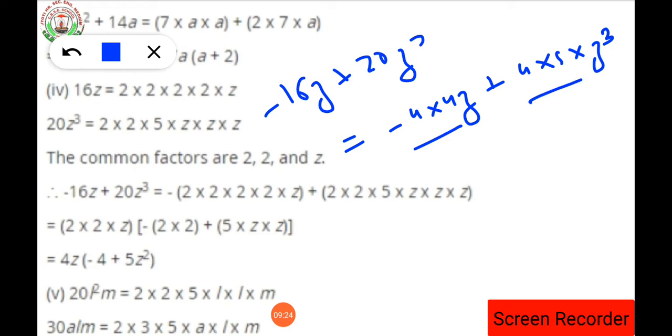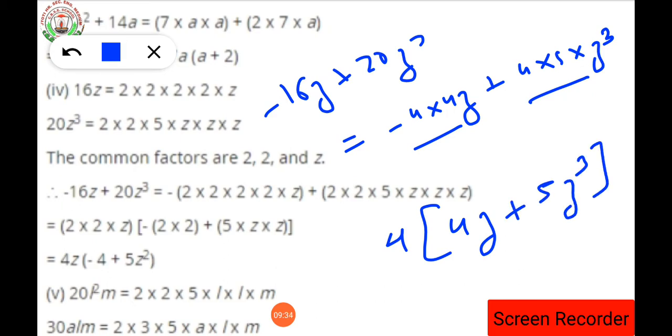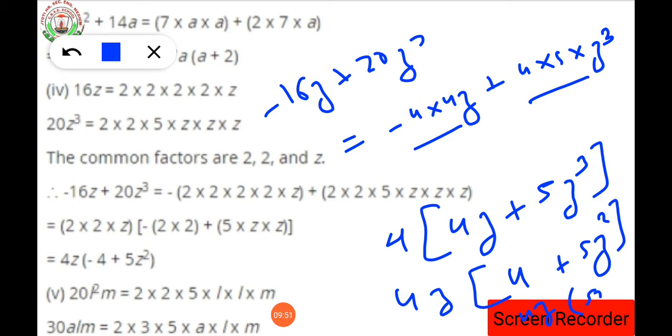Clear? Now look, 4 can be taken common. If 4 can be taken common, what is left out? 4z plus 5z cube is left, isn't it? Now z is also common, so z can be taken common now, from both the terms. So what is the number left out? That is 4z inside the bracket, z 4 plus 5z square is left. We can rewrite this as 4z into 5z square plus 4. This way also we can write along with the minus sign, since minus sign is present over there, that's why. So this is the answer.